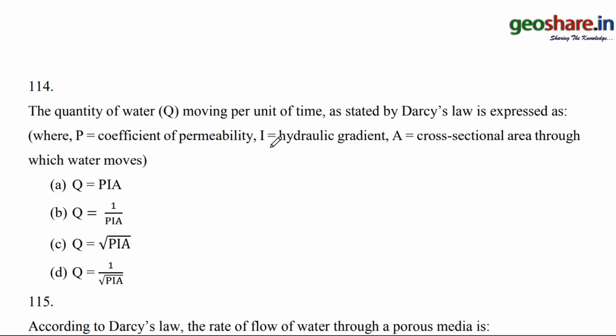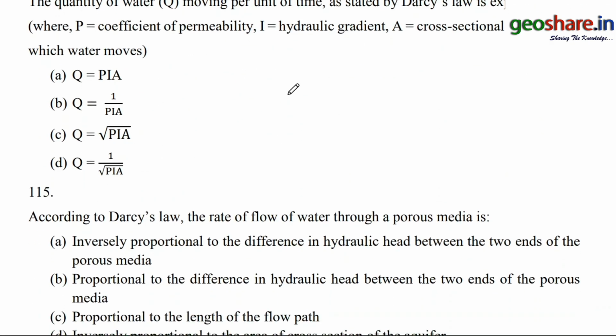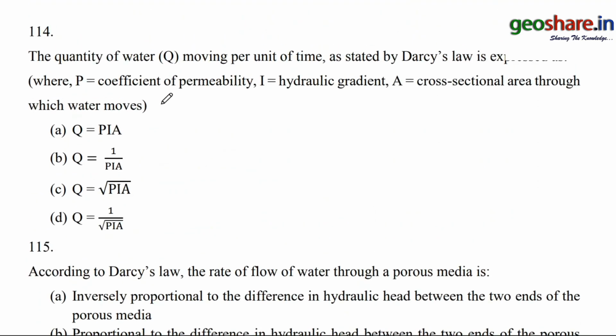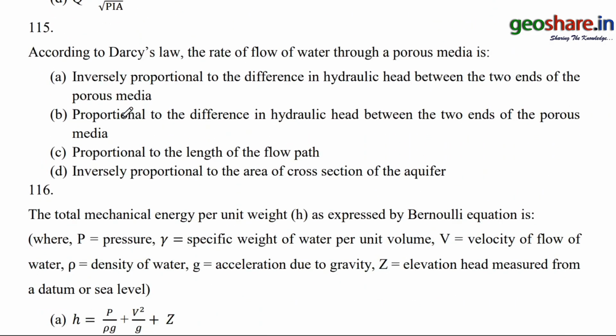The quantity of water Q moving per unit of time as stated by Darcy's law is expressed as Q equal to PIA, where P equal to coefficient of permeability, I equal to hydraulic gradient, A cross-section area through which water moves. According to Darcy's law, the rate of flow of water through a porous media is proportional to the difference in hydraulic head between the two ends of the porous media.